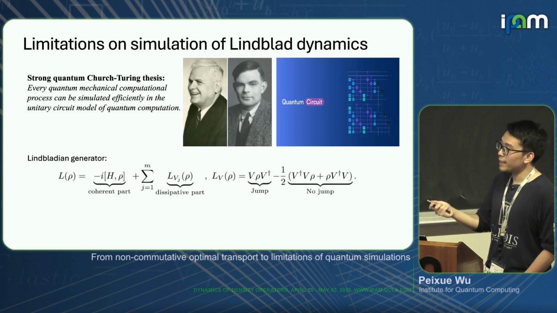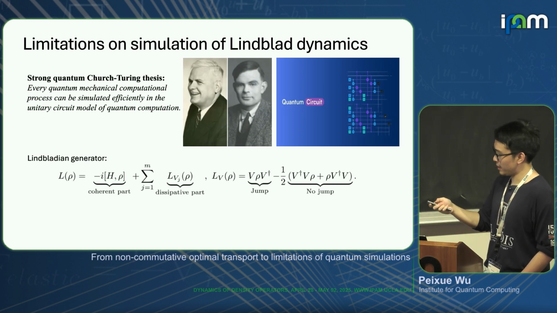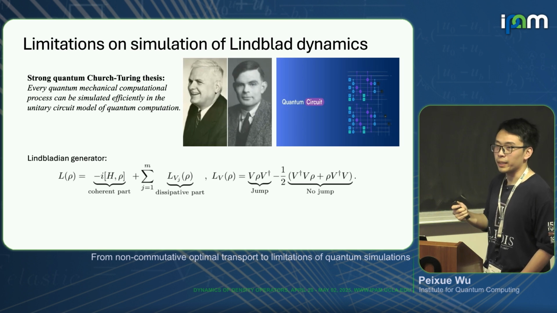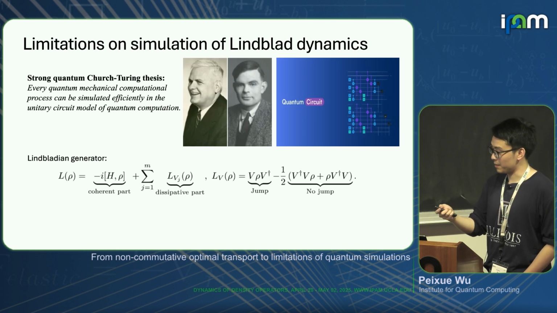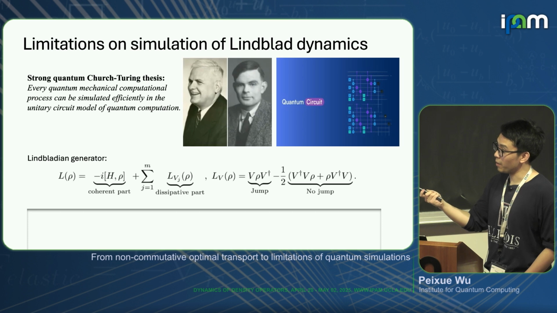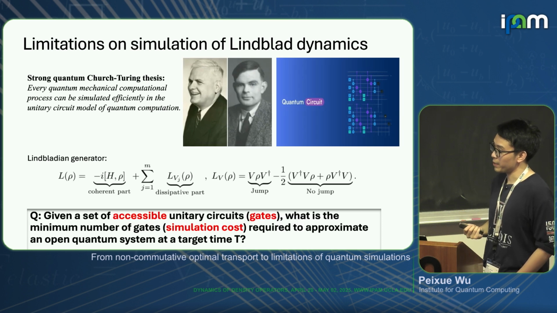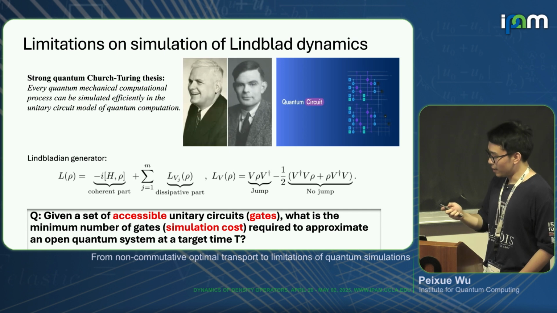Recall that the Lindbladian generator in the most general form is given by a coherent part and a dissipative part. I believe everybody is familiar with this, because this is a topic which was very popular during the last few years. The question is, given a set of accessible unitary operators, what is the minimal number of gates required to approximate this Lindbladian dynamics, e to the tL? We want to give some answers to this question in certain scenarios.